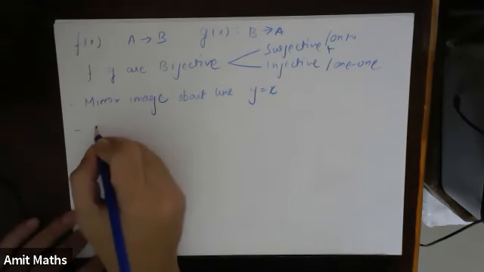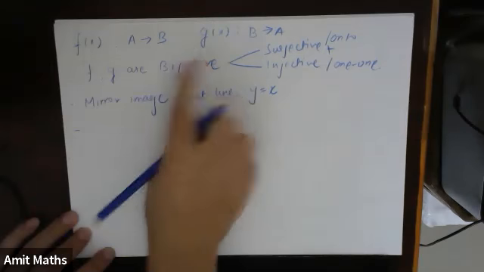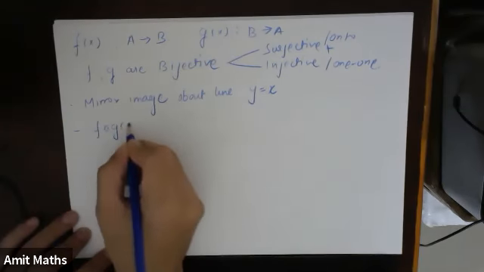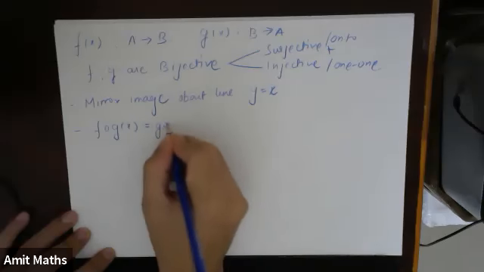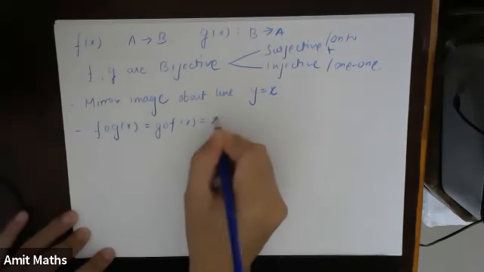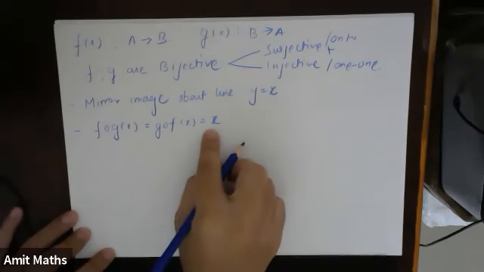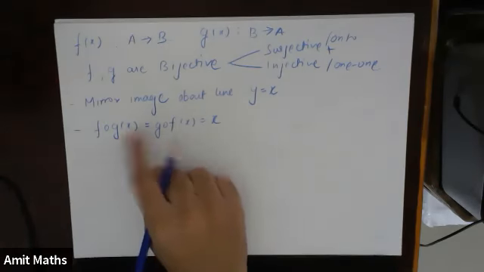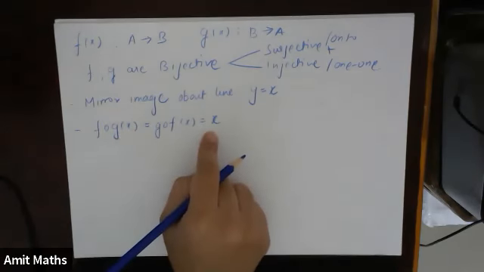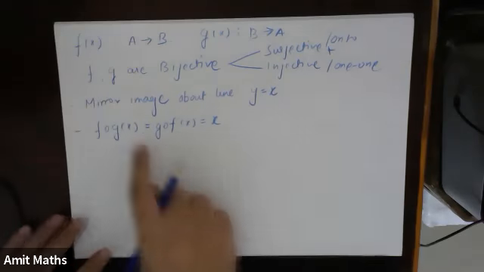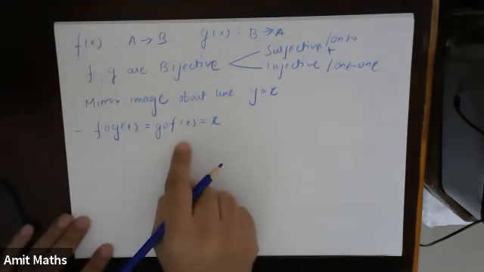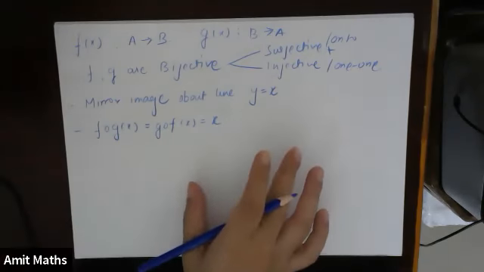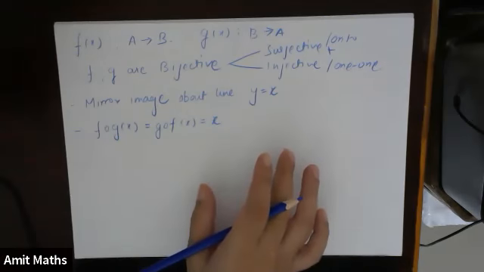The third property was that if f and g are inverse of each other, then f of g of x will be equal to g of f of x, which equals x, the identity function. Whatever you put inside the composite function f of g or g of f, you will get the answer as x. So this was the basic concept about inverse function.